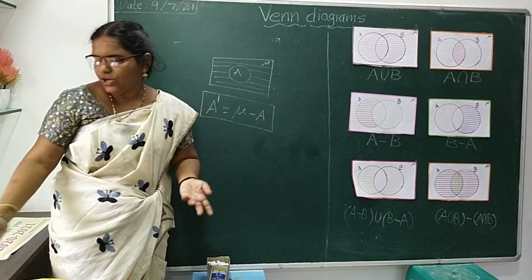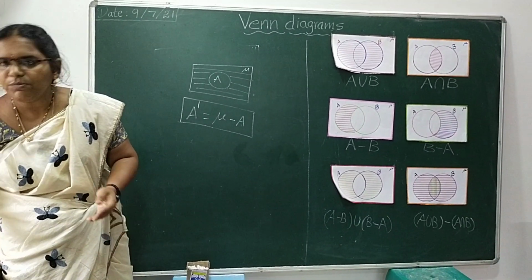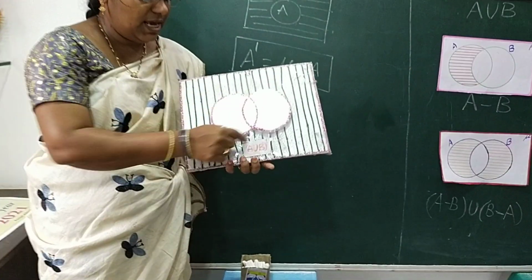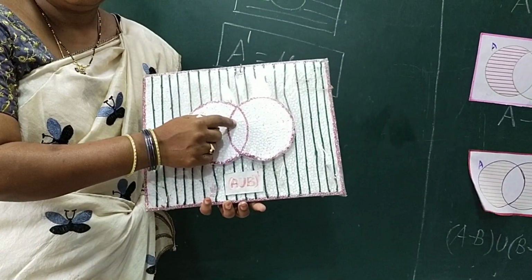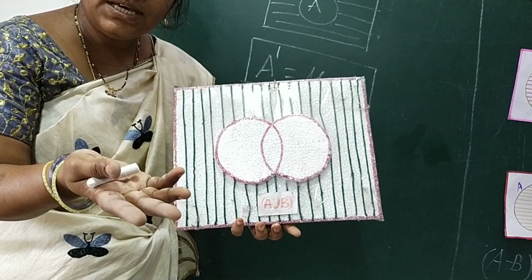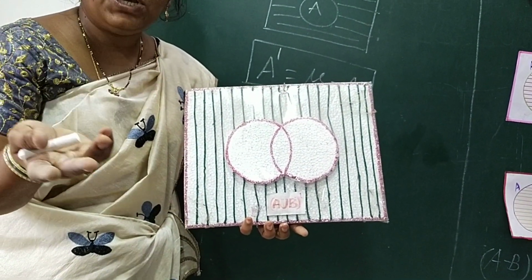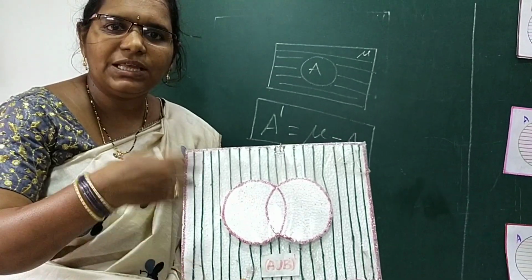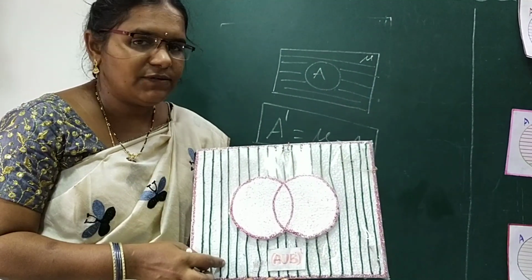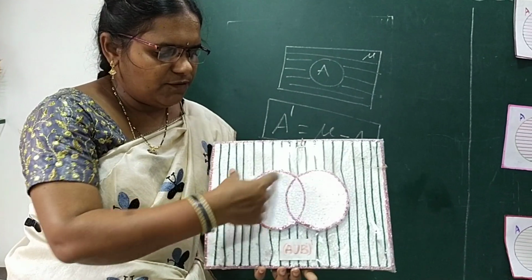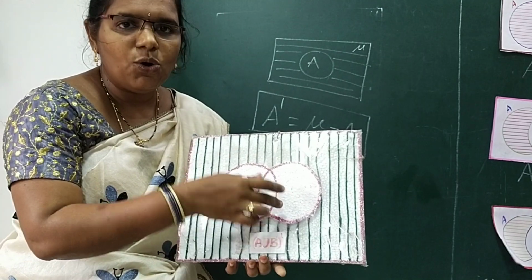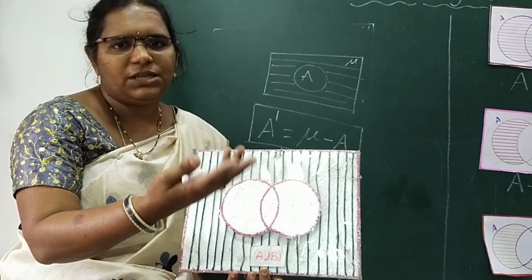Then what is A union B whole dash? A union B whole dash means, there are two sets, A and B. A union B means three parts together in full. A union B whole dash means mu except A union B. That means the remaining portion is shaded. If you observe, except the A union B full circles, the remaining portion is shaded.